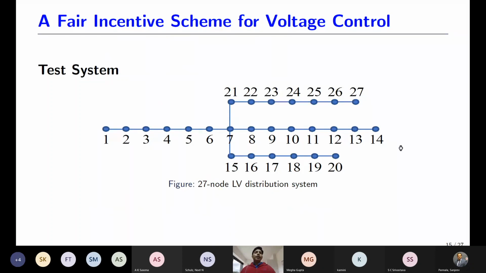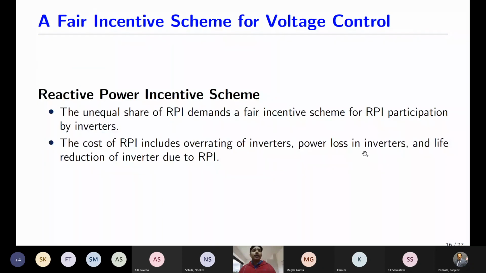So what happens when some inverter gives reactive power? It causes power loss in the inverter, it causes life reduction in the inverter, and that customer has to purchase an overrated inverter. So that customer should get an incentive. If that customer is supplying reactive power to maintain the voltage of the grid, that customer should get an incentive.